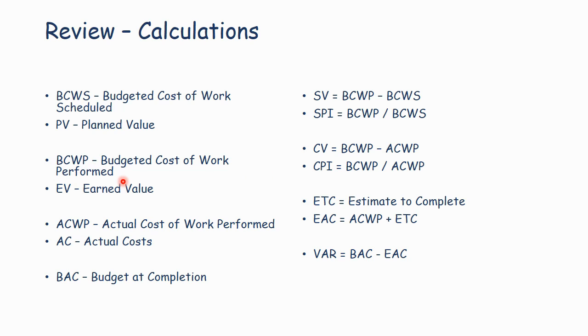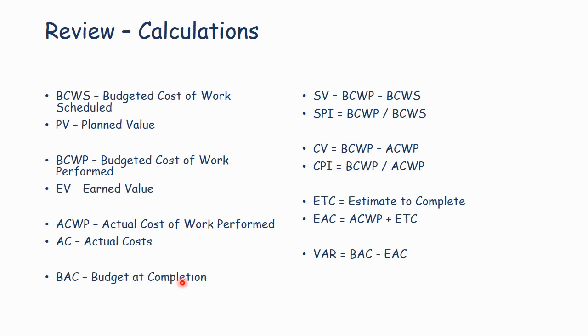BCWP is budgeted cost of work performed. That is how much work we get done, or earned value. So when we complete a task, we take credit for it, and that's earned value. ACWP is actual cost of work performed, or actual costs. When we do a task, companies will usually assign unique charge numbers for that task, and we can account for how many hours are spent on that task.